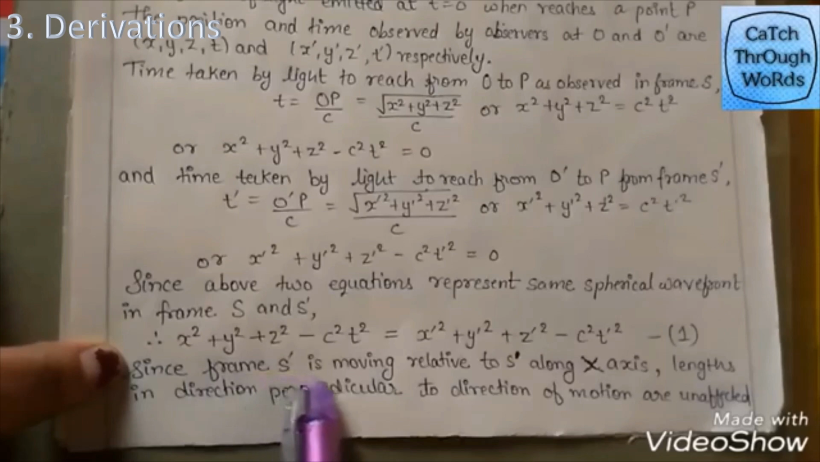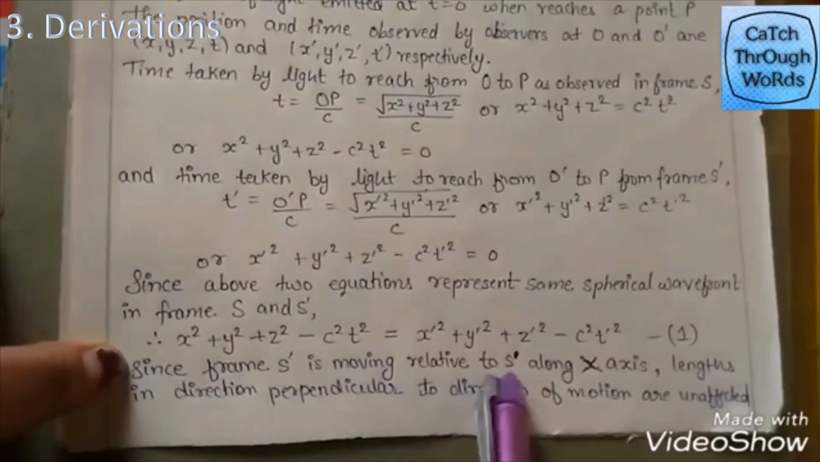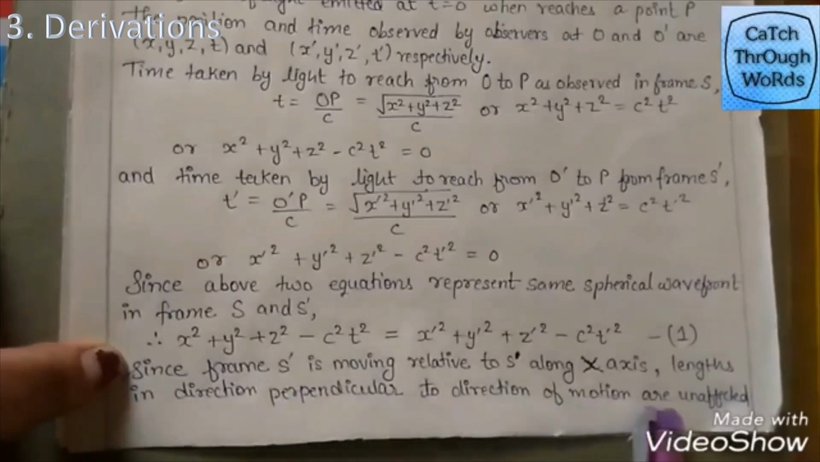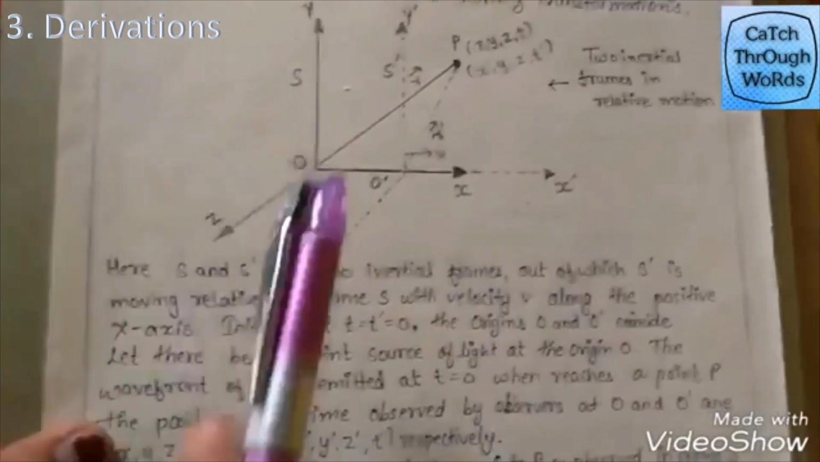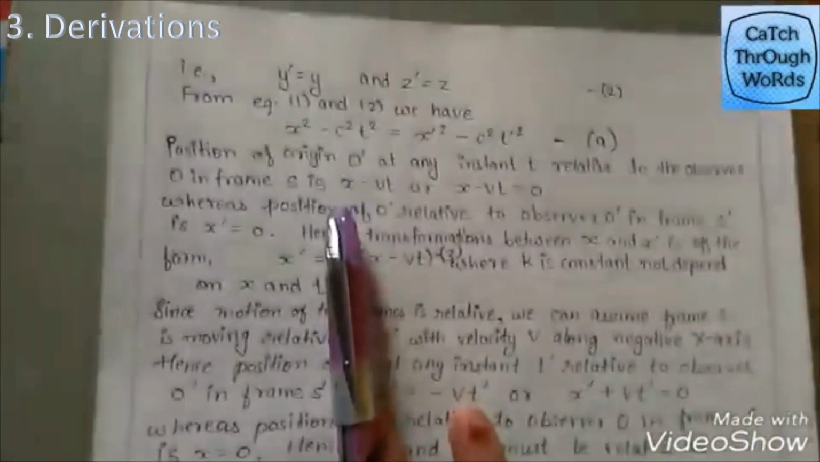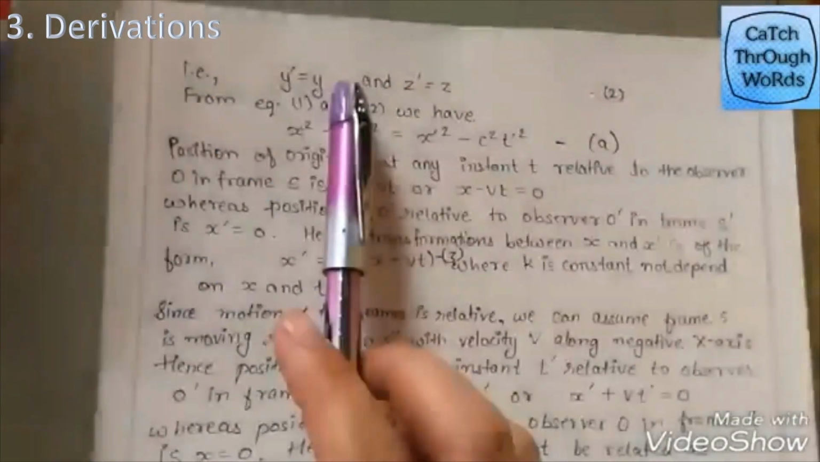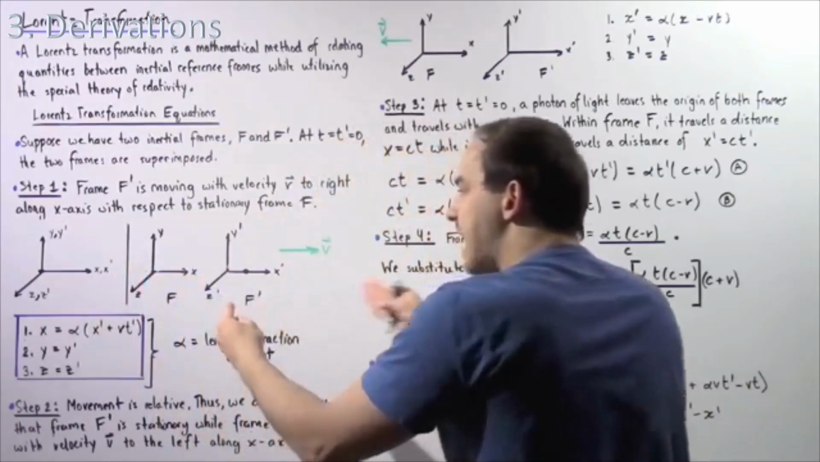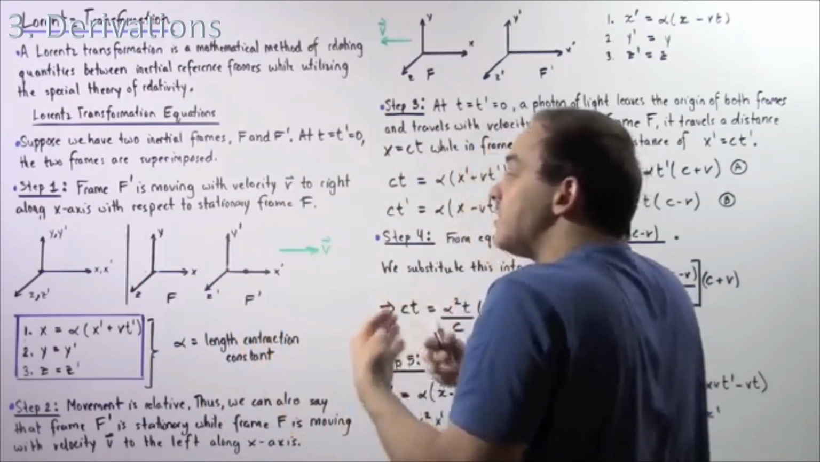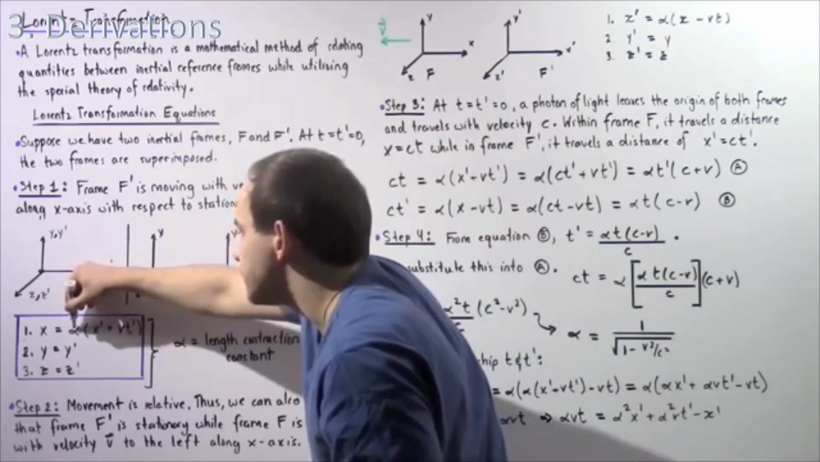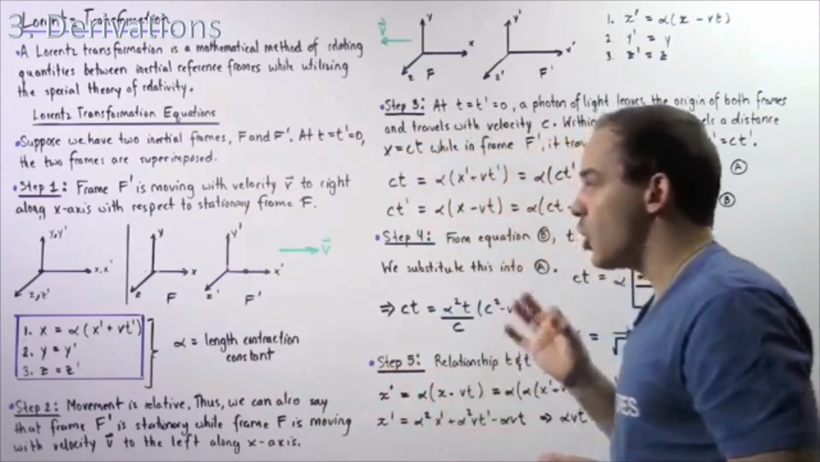Since frame S prime is moving relative to S along the x-axis, lengths in the directions perpendicular to the direction of motion are unaffected. So we have now y prime equals y and z prime equals z. But not only is that taking place, length contraction is also taking place, and that's why we're multiplying that by alpha.